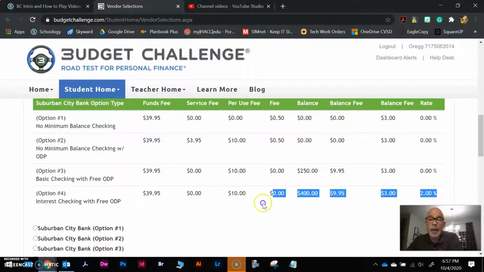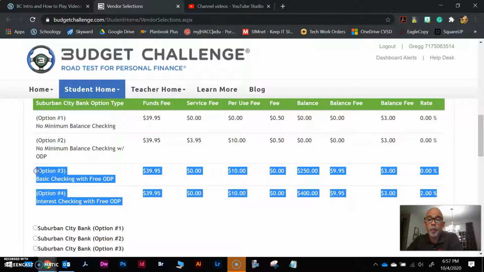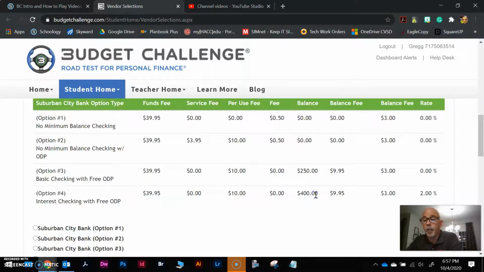I would almost say that options 3 and 4 are going to be tough. I mean, I don't think you're going to keep $400 in your account. $250, maybe. I don't know. I've had problems in the past with that when I tried it. You have a lot more flexibility with option number 2.